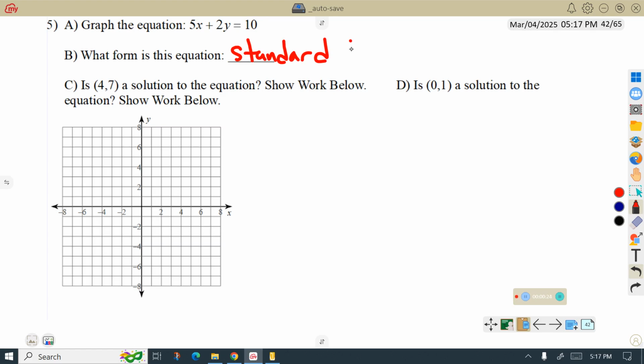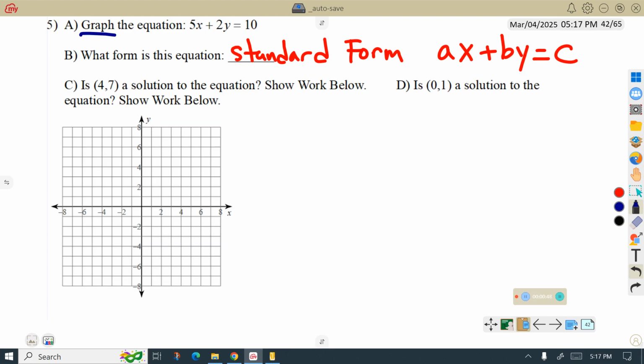So this is standard form. And we know that because, again, standard form looks like the x and y on the same side, and everything is integers. There's no decimals, no fractions. Okay, so this is what we got right here, right? So the first thing we want to do is learn how to graph it, right? Because that's part A. So we want to make sure that we graph this the right way.